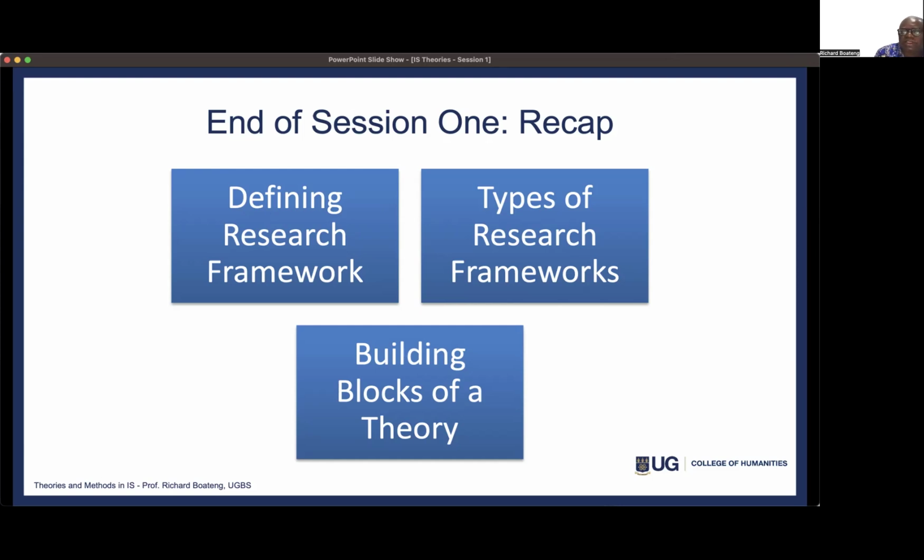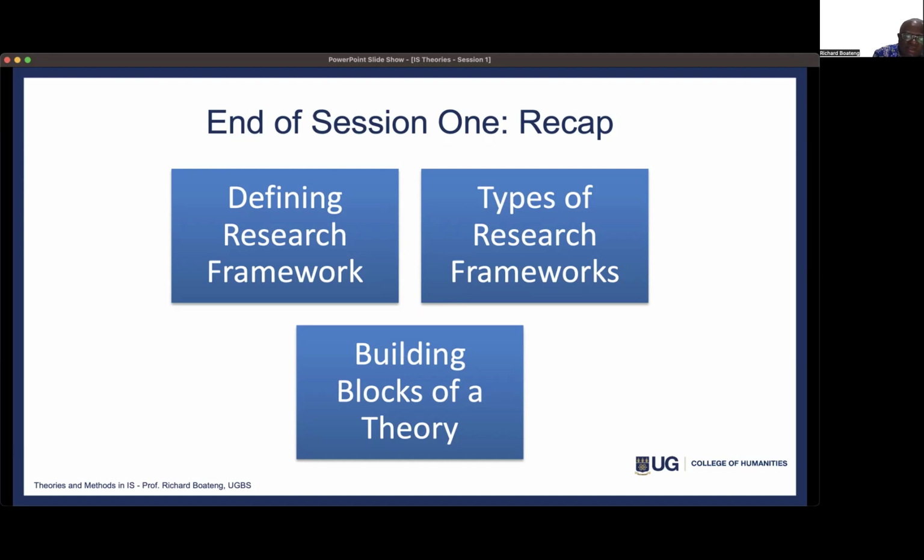We also explained that, and from there we talked about the building blocks of a theory. We talked about constructs, logic, and assumptions, and also propositions, that is, the relationship that exists between constructs. All these things play a very key role in carrying out the study. So defining a research framework has been done, and types of research framework have been done.